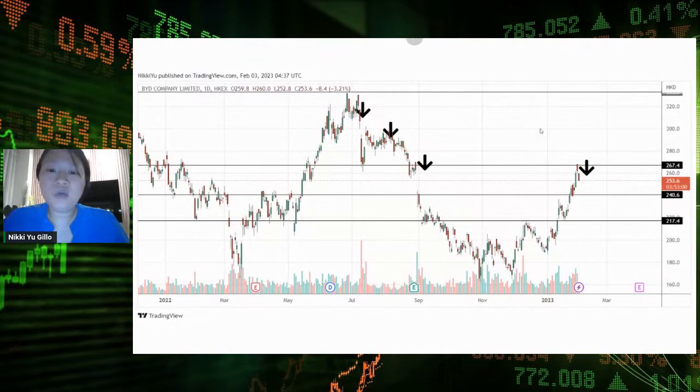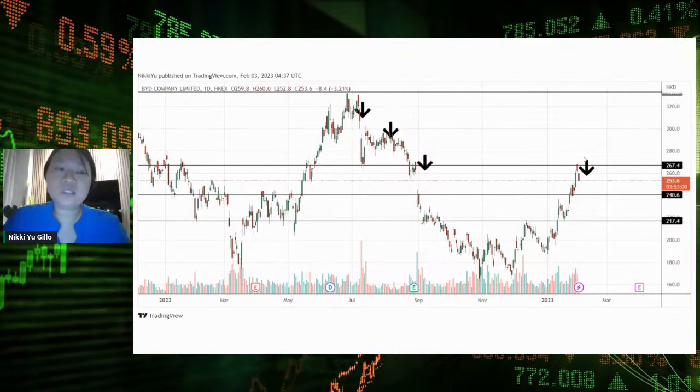Okay, so this is BYD. You can see that there is a huge resistance here. There's also a gap here. And you can see that this gap fill at about $270 is one of those high-probability A-plus setups, yet again, when you are considering shorting a stock or selling a stock.